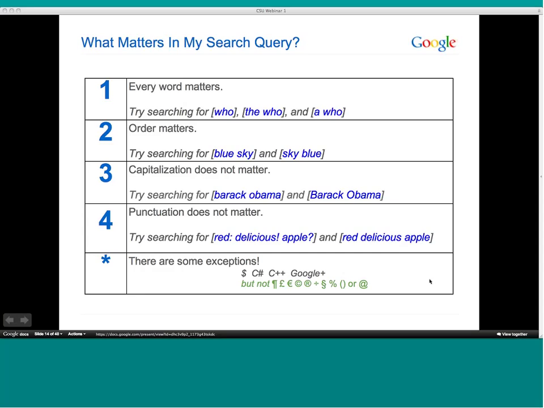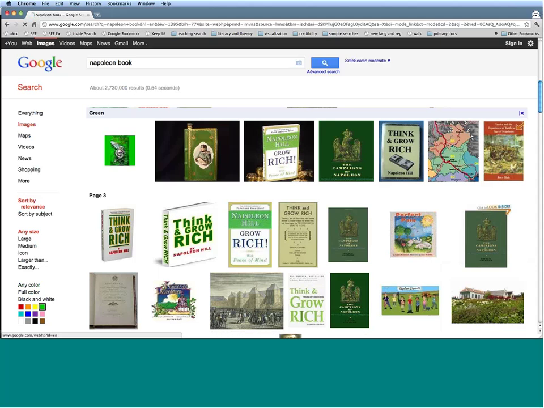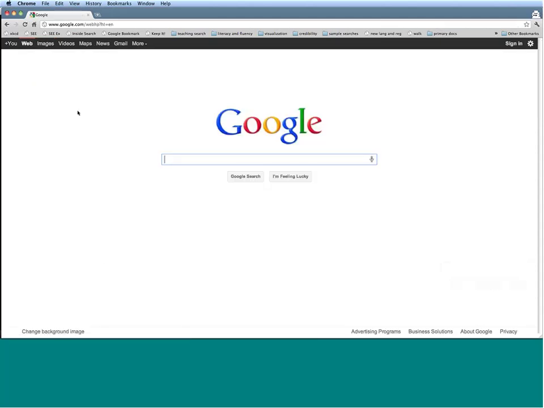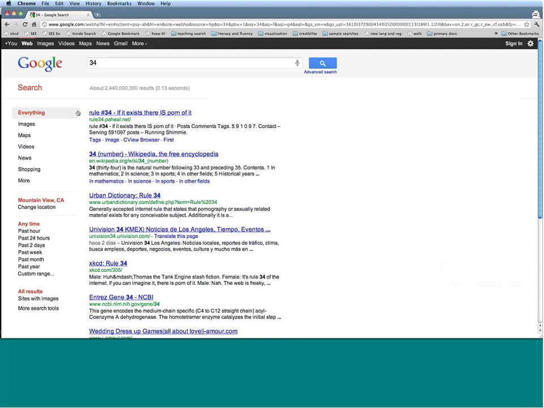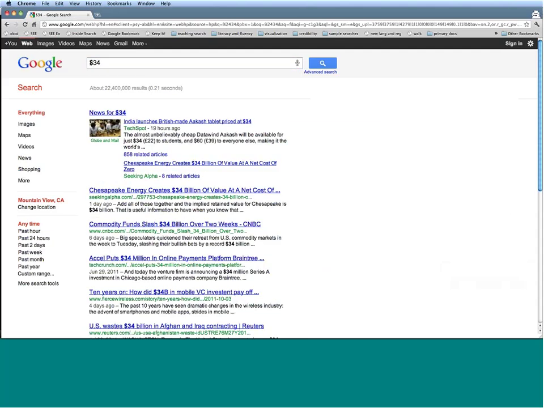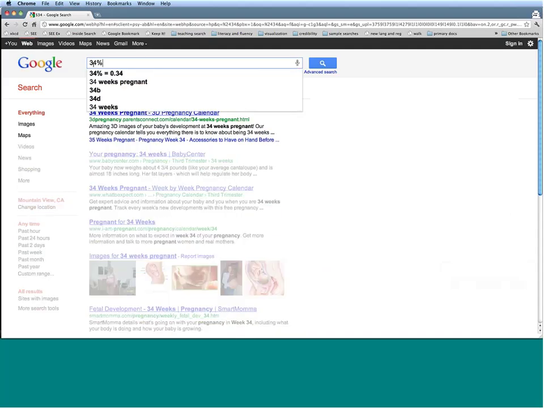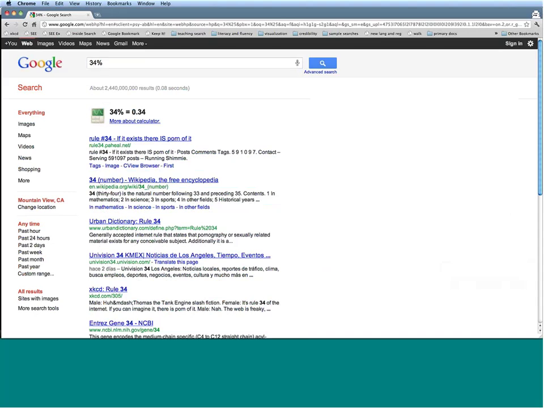So, for example, if I'm doing a search for 34, it brings back a very different result from $34. So we do see a dollar sign. But you will notice that 34% does not bring back something other than a calculation of the decimal interpretation of 34%. If you look at my results here, you'll see that the percent sign has not been taken into account.